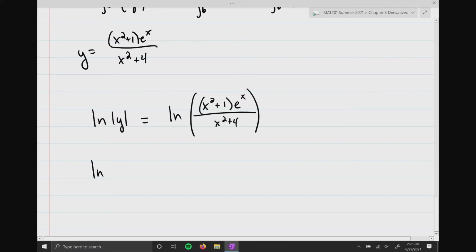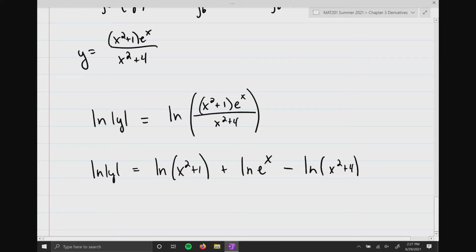So I'm going to get, once again, the natural log on the left-hand side, so that's going to be the natural log of y equals. Now, in the numerator, I'm going to go ahead and separate them. So I get the ln of x squared plus 1 plus the ln of e to the x. And then my denominator, x squared plus 4, I'm just going to subtract that. So I get minus the natural log of x squared plus 4.